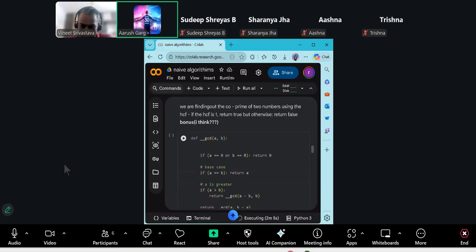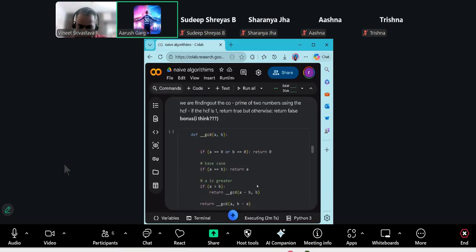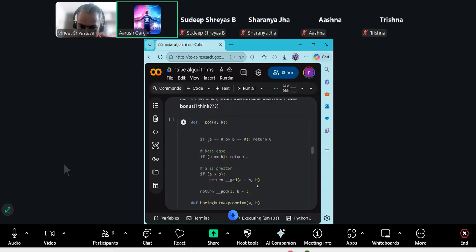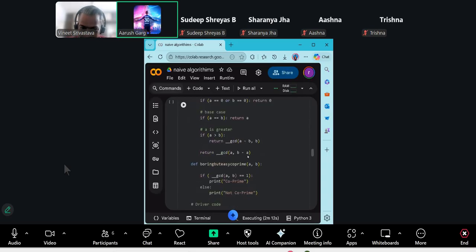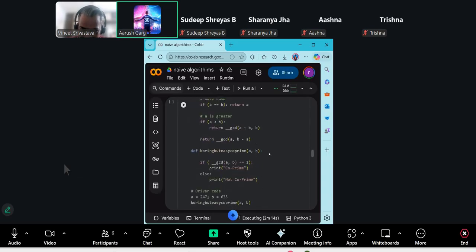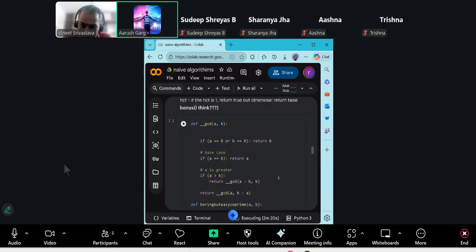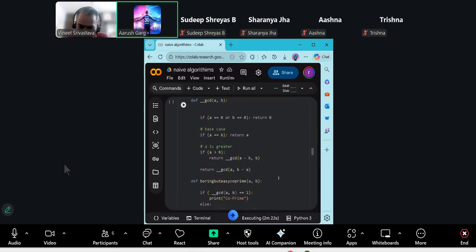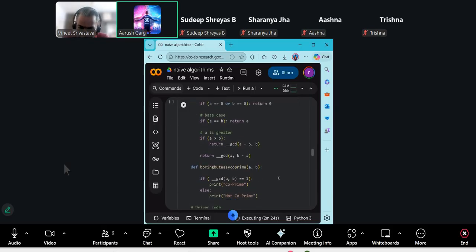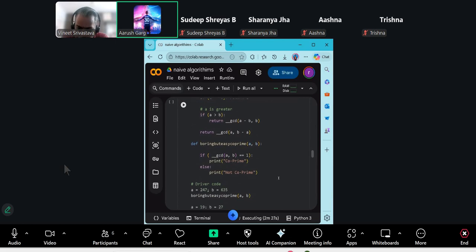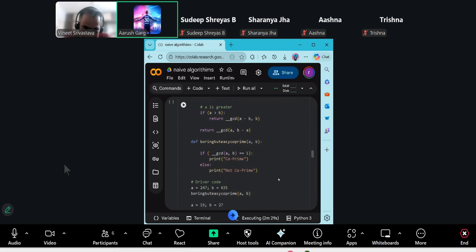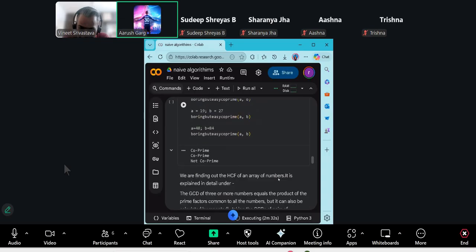Okay. So then, this is the co-primes function, which is the boring but easy co-prime. I found it pretty boring, but it's quite easy to make. It uses the helper function of HCF to find the greatest common divisor of two numbers. If the HCF is 1, the numbers are co-prime. They share no common factors. Otherwise, not co-prime. Really easy, but yeah, it's really boring.